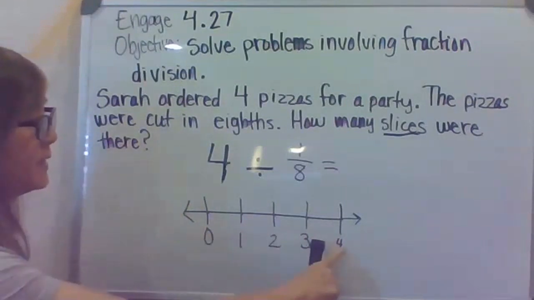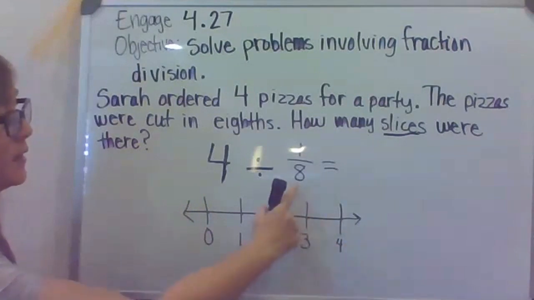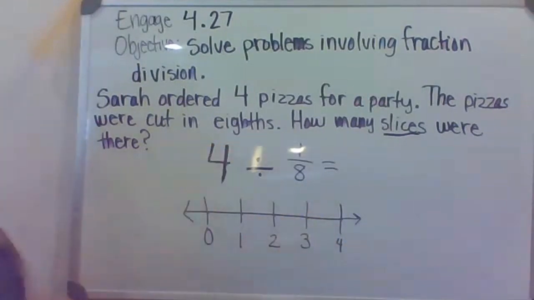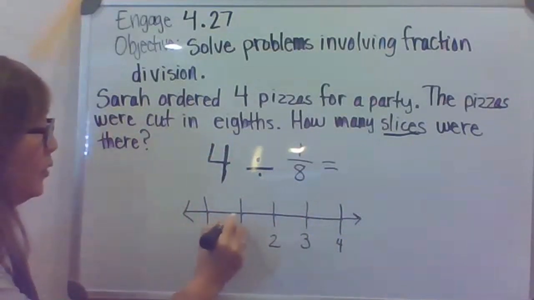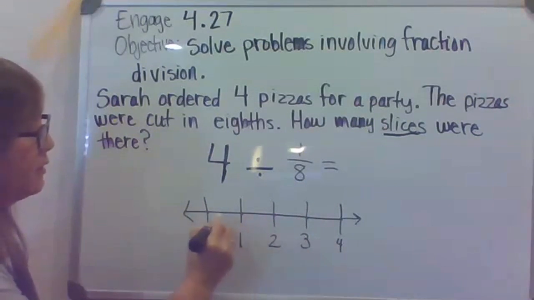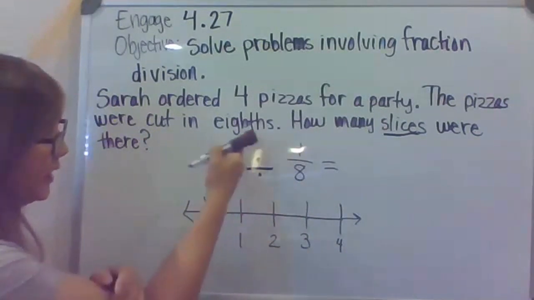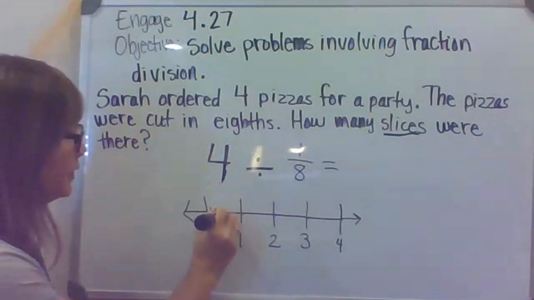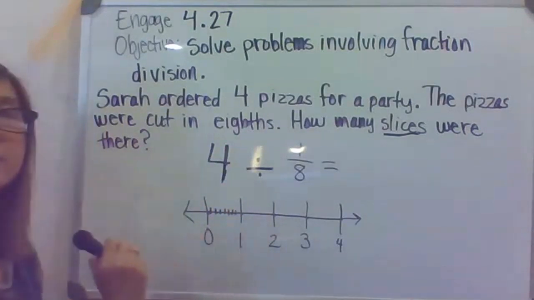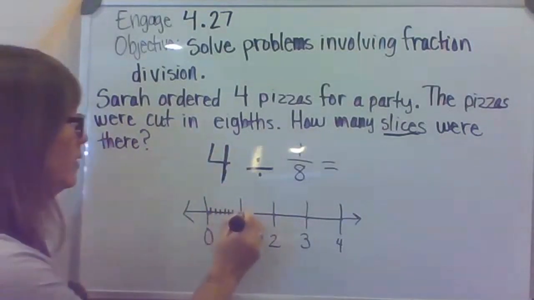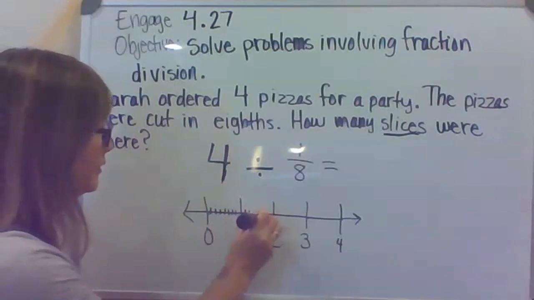I'm going to start out. I have 4 whole pizzas. And they said that all the pizzas are cut into eighths. So how many total slices of pizza are there? I take this one whole pizza right here and I slice it into eighths. 1, 2, 3, 4, 5, 6, 7. 7 tick marks will give me my 8 equal parts.